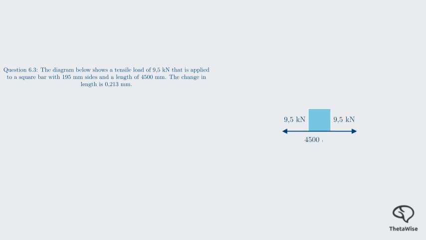Here's the diagram provided. It's a simple square bar. The force is 9.5 kilonewtons. The original length, L naught, is 4,500 millimeters. The side length of the square face, S, is 195 millimeters. And the extension X is 0.213 millimeters. Just like before, the first step is to list our data and convert to SI units.